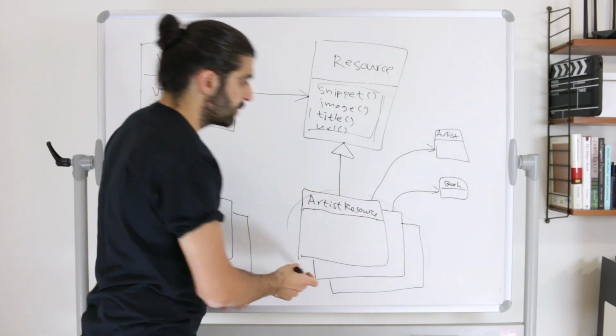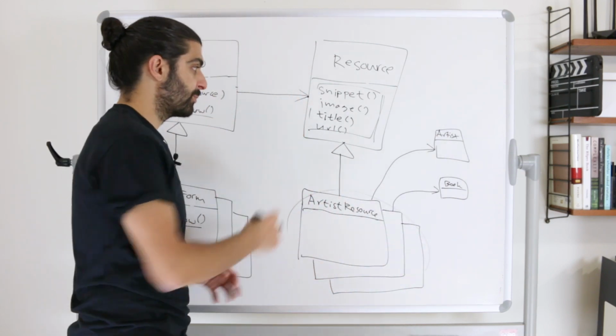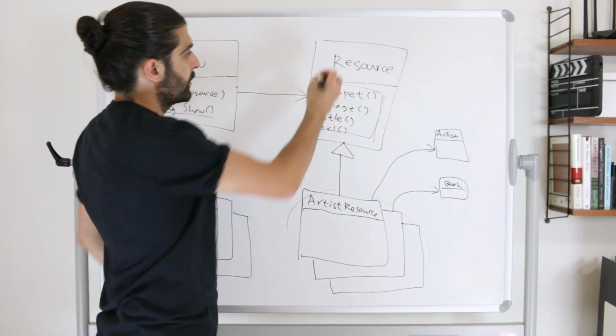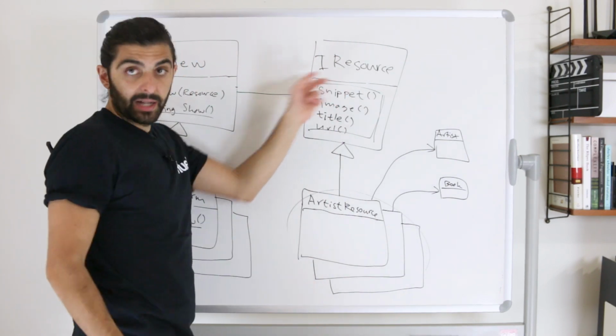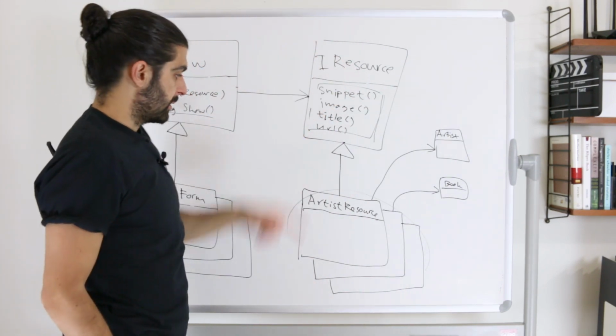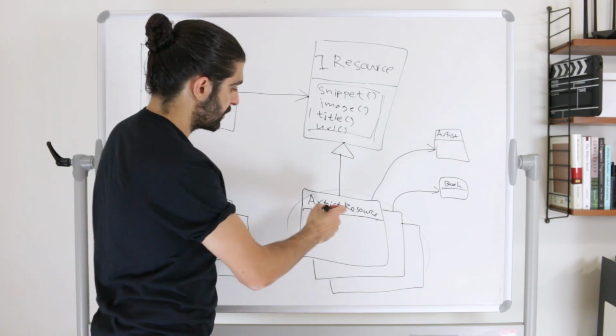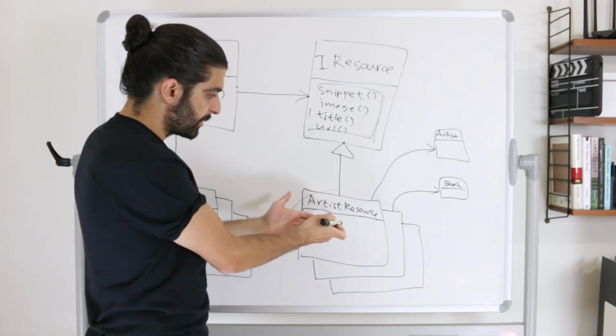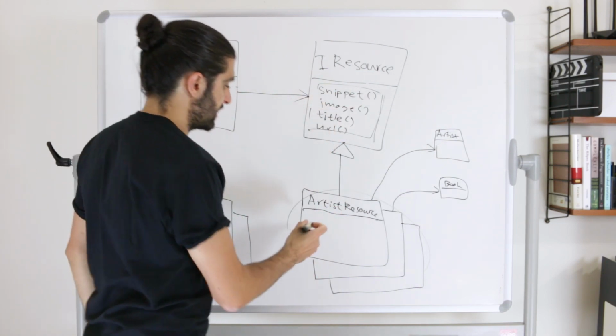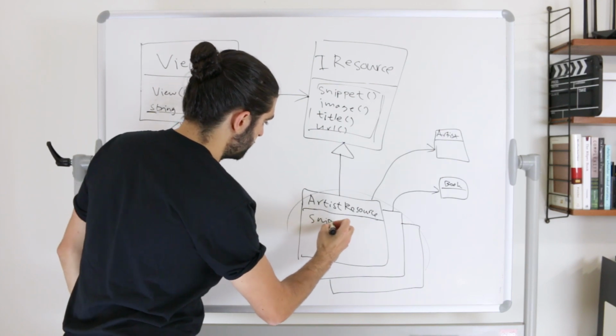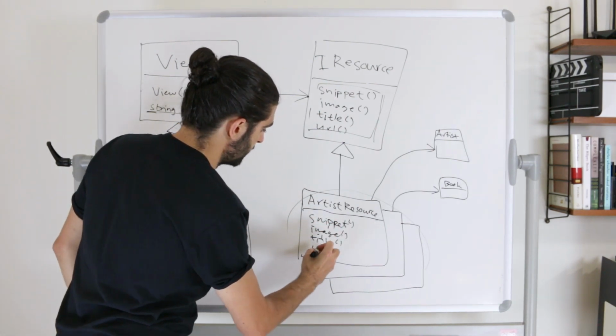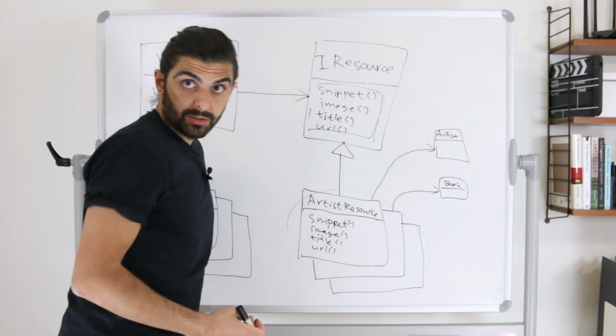And those concrete resources are responsible for how to actually implement that. So this we would probably make an interface. Let me just put I as an I resource here to denote that it's an interface. So then all of these different concrete resources, such as the artist resource, need to implement these methods. So it needs to implement snippet, image, title, and URL, like so. And the same goes for all of the other resources.